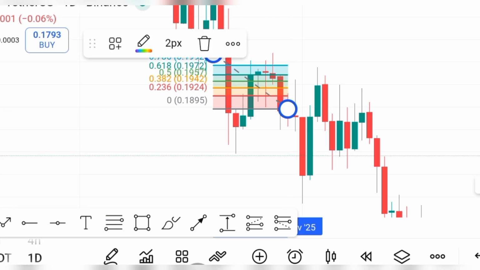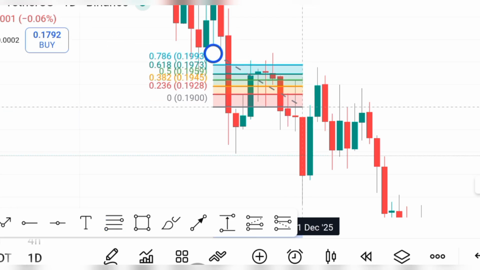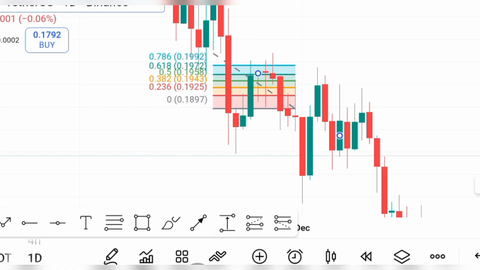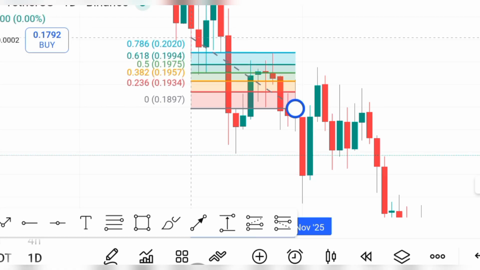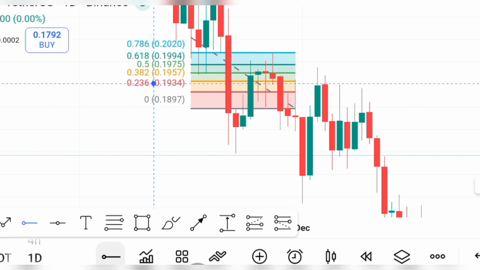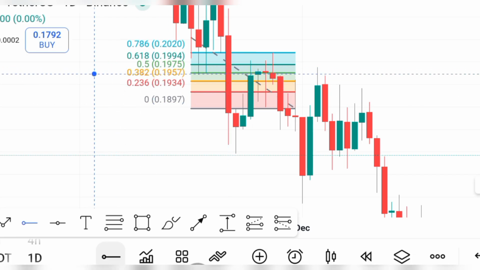When you pull out your fib, you always put it in that fair value gap from the open and the close of the other candle. Then you always have to indicate your 50 fib level. So your 50 fib level was right here. This is your 50 fib level.